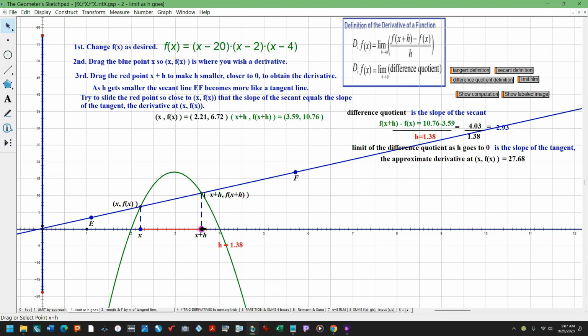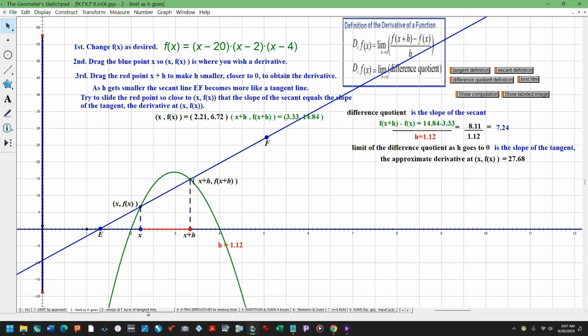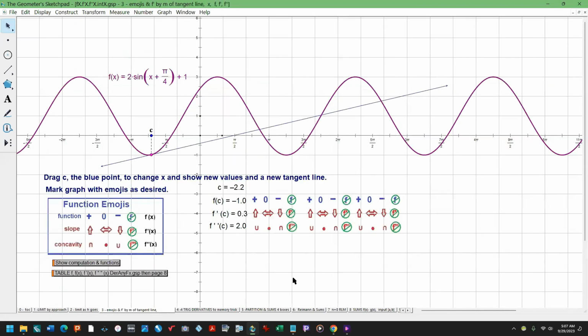Here's the limit by definition of secant we just looked at. Emojis. I don't think you've ever seen an emoji before because I made them. So here's what they're used for. I just have a plain old ordinary sine curve, a little fancy, and I do have a tangent available to be moved.